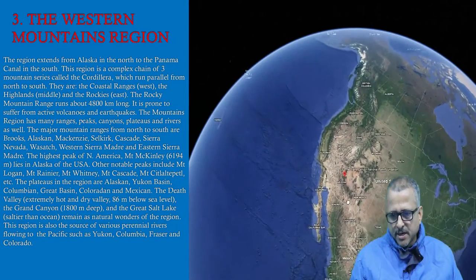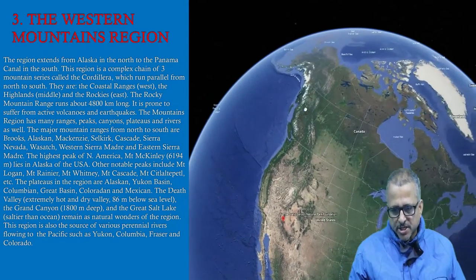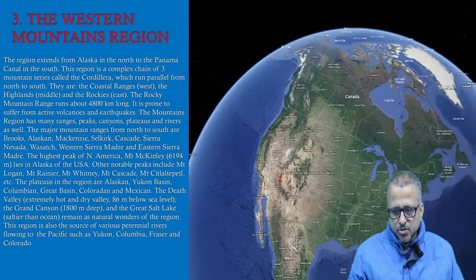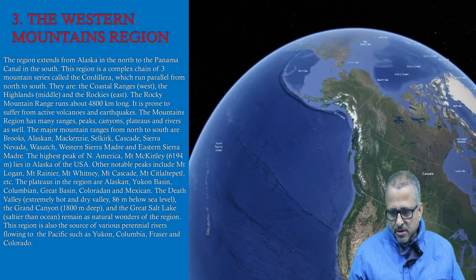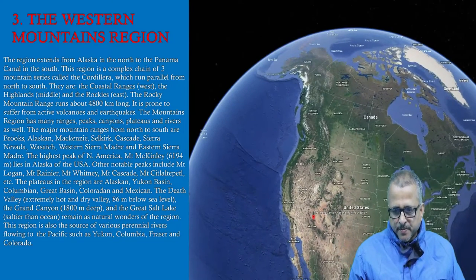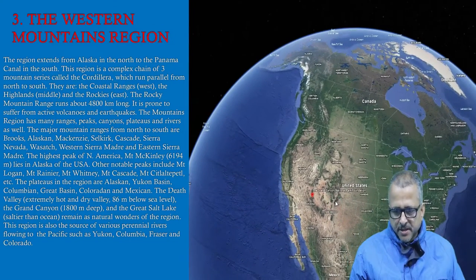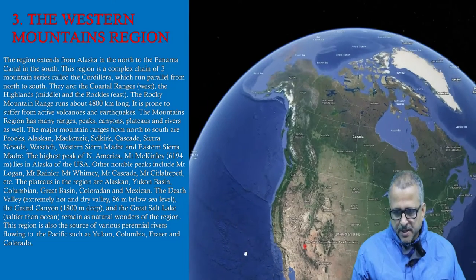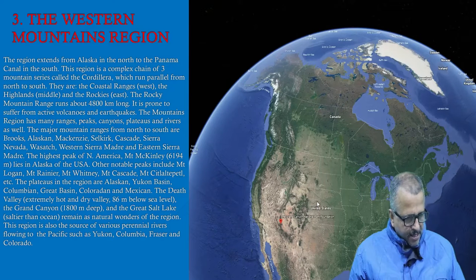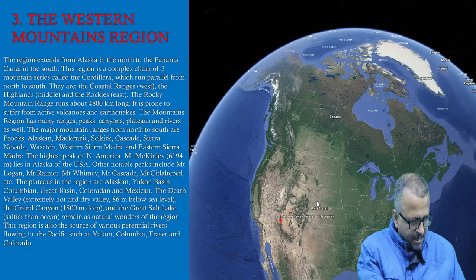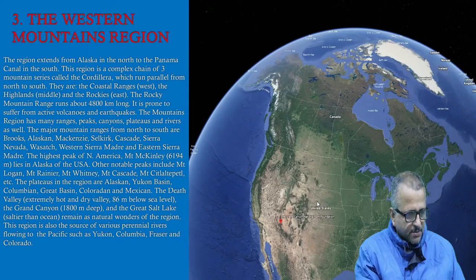Clearly, in the North American map you could see the locations. The red mark shows you the location of the Grand Canyon, and this Colorado River merges in the Gulf of California. So it contains various land features, and is the source of various perennial rivers, as I have told you: the Yukon, Columbia, Fraser, and Colorado, which merge in the Pacific Ocean.